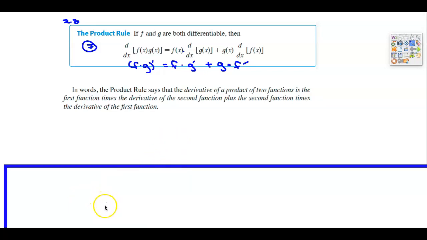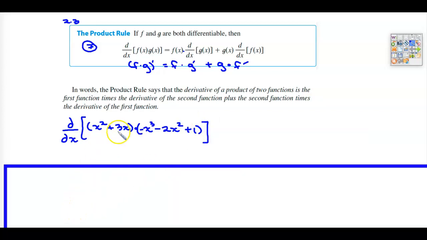So what would that look like? Let's take a look here. We have the derivative with respect to x of (x squared plus 3x) times (negative x to the third minus 2x squared plus 1). In this case, you could treat the first as f and the second as g.